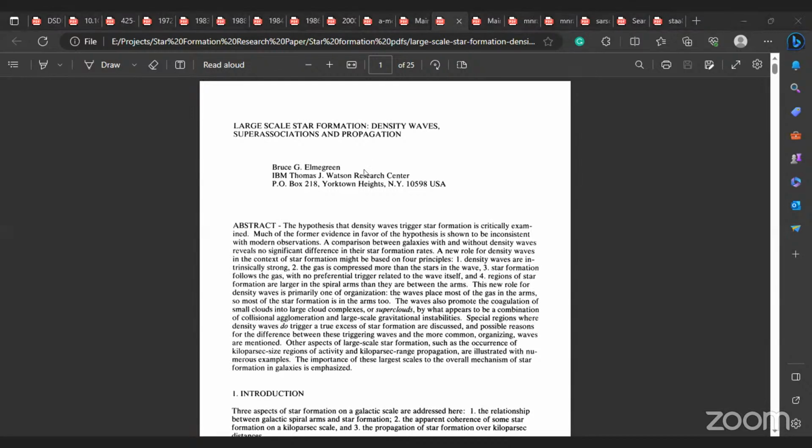Okay. So please note down the name: large scale star formation, density waves, super associations, and propagation. Okay, if you have done so, let's go to the next paper.